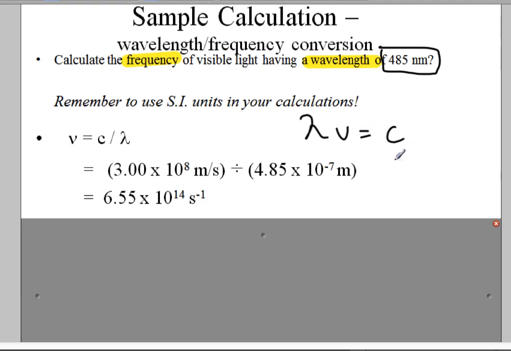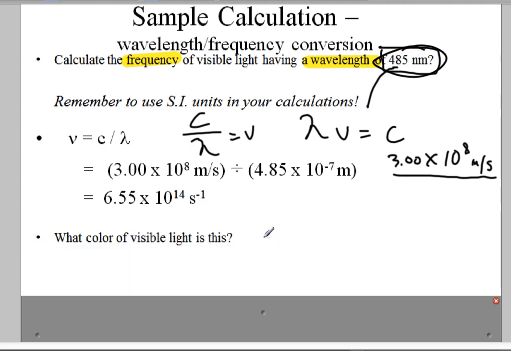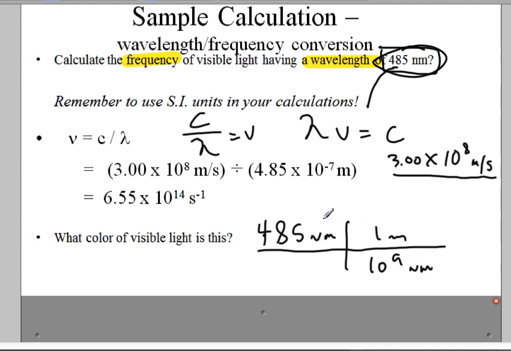So in this case, I'm going to take 3.00 times 10 to the 8th meters per second, that's my constant. Given the wavelength, c divided by lambda will give me my frequency. I have to change this, so I have to do a conversion. So when I convert it, I'm going to use a grid, 485 nanometers. I know that 10 to the 9th nanometers is equal to 1 meter. When I do the multiplication, I'm going to get 4.85 times 10 to the negative 7th meters.